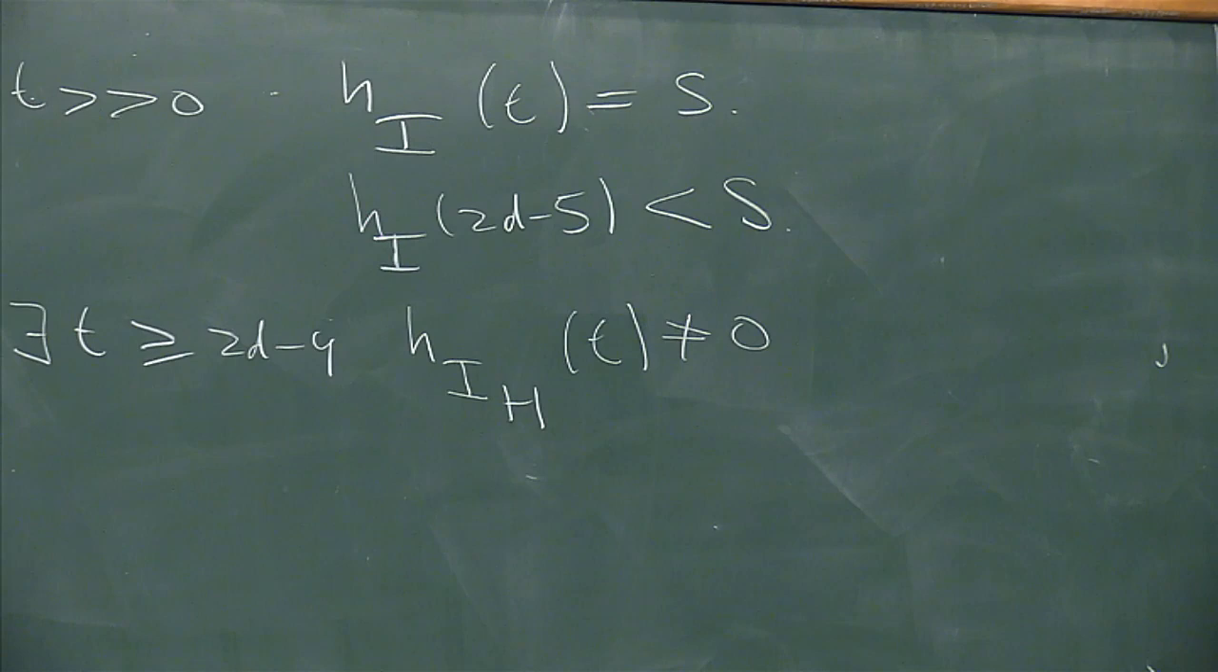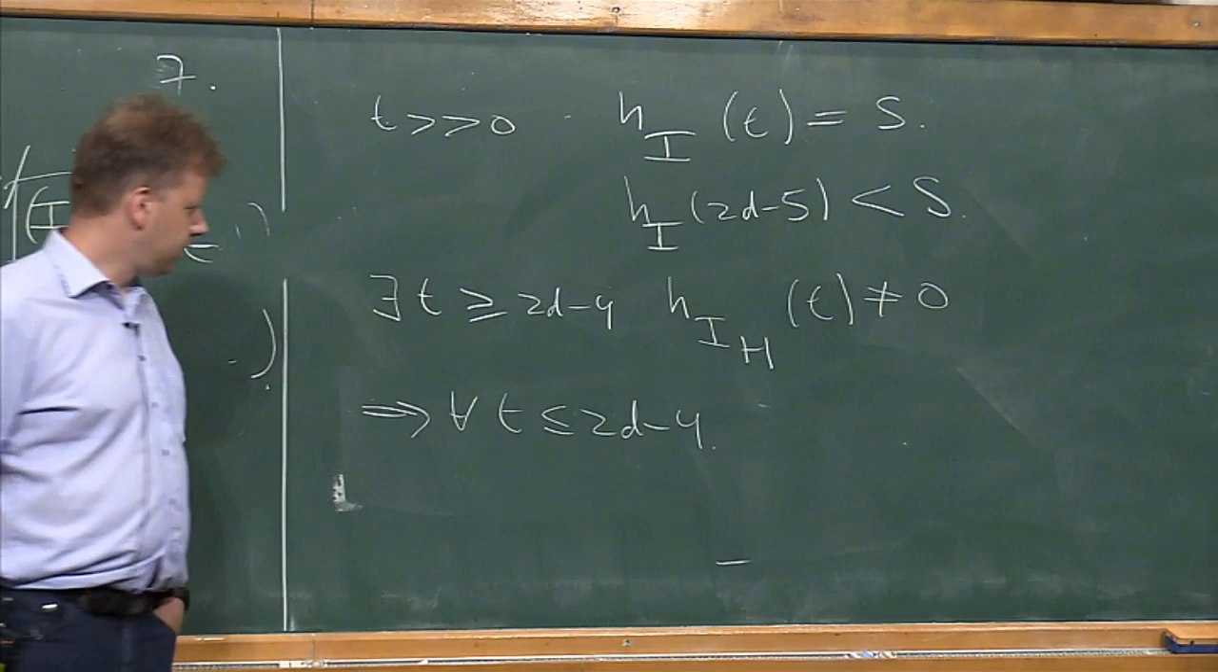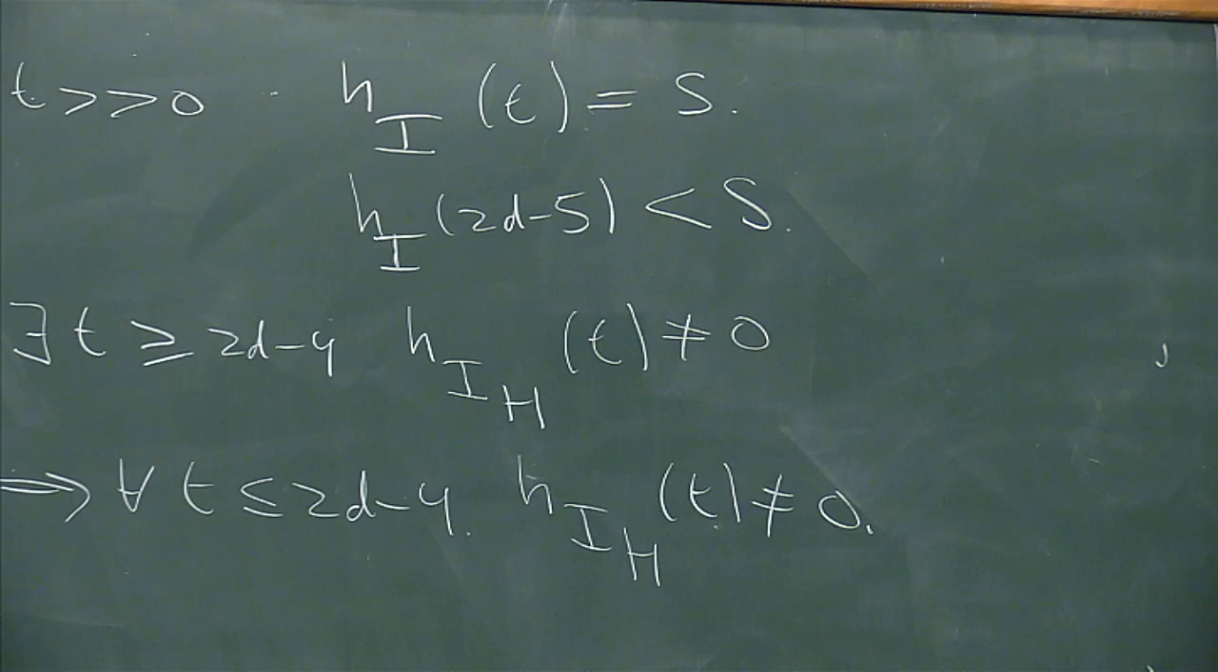And now, also very easy, that means that for all t in degree up to 2D minus 4, this Hilbert function cannot be 0. So once it is 0, it remains 0 forever. So, good.